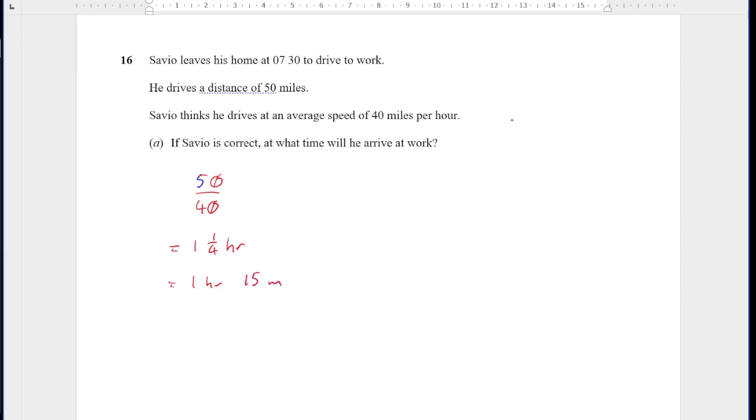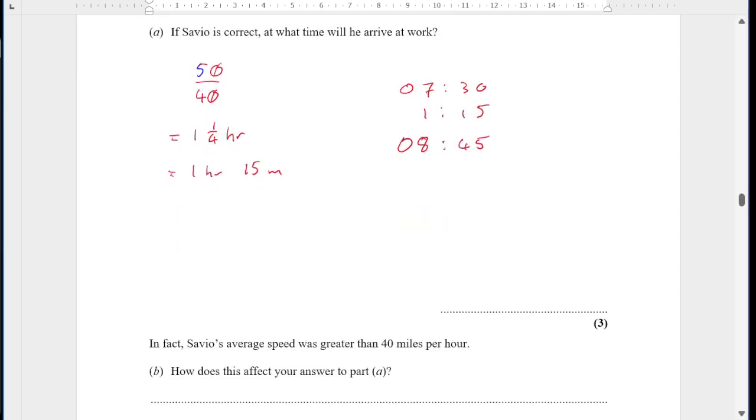So if he's correct, if we take his starting time and then add on 1 hour and 15 minutes, that would mean that he would get to work at 8:45. So that's my estimate for his time of arrival. That's my answer for he should arrive at work at 8:45.